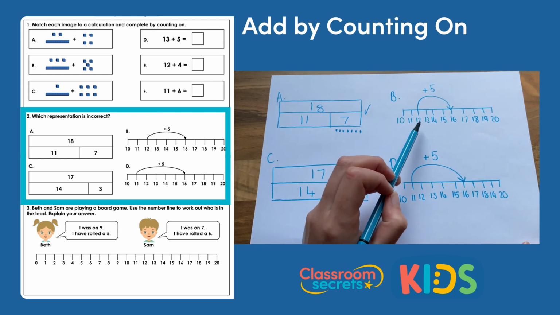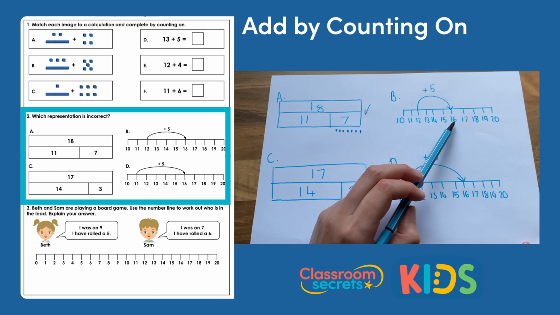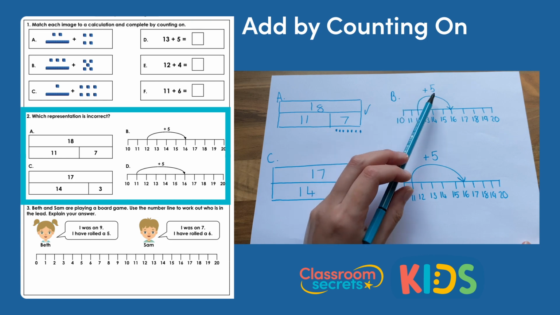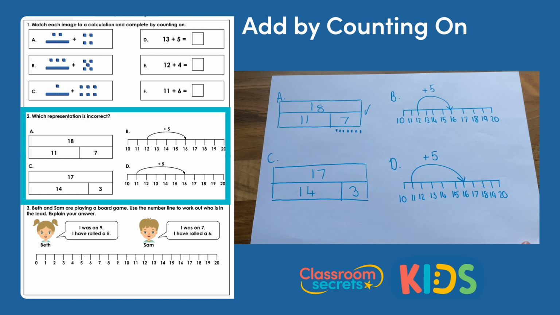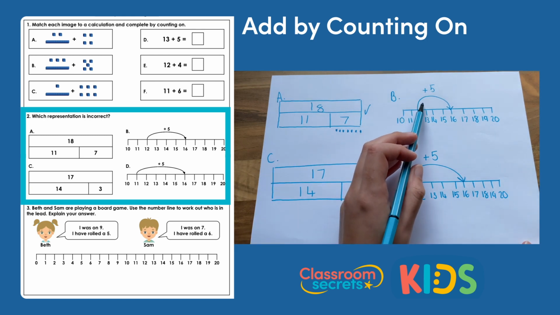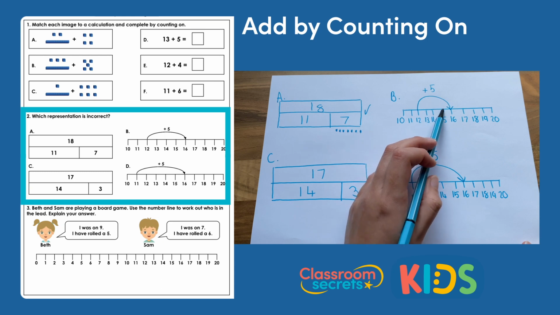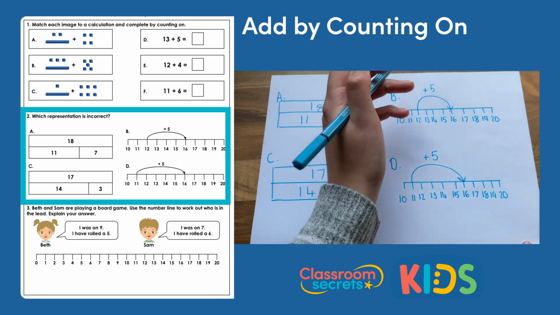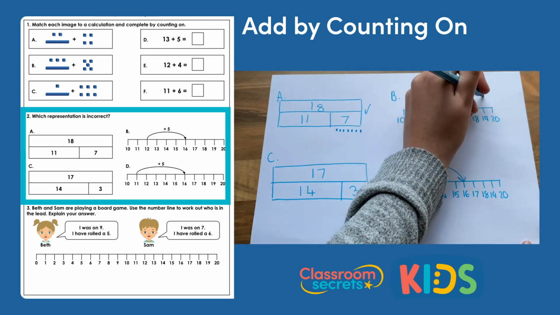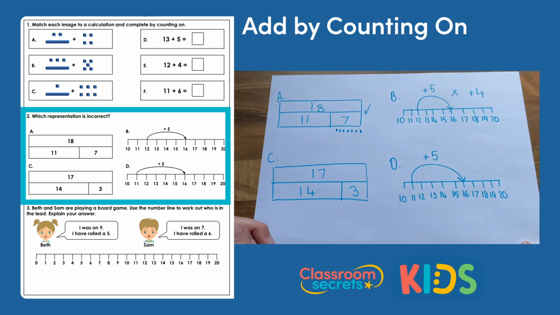Okay, we've got 12 add 5 equals 16. Let's check that they've added 5 by counting along the numbers and seeing if 5 ones have been added. So 1, 2, 3, 4. It says we've added 5, but actually they've added 4. So that one's incorrect. Let's just check that the rest of them are right before we can confirm that B is the incorrect representation. Let's move on to C then.